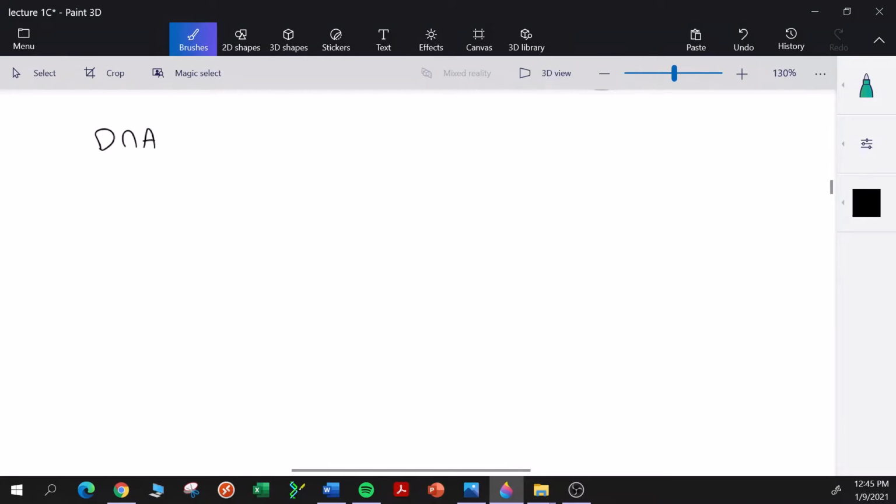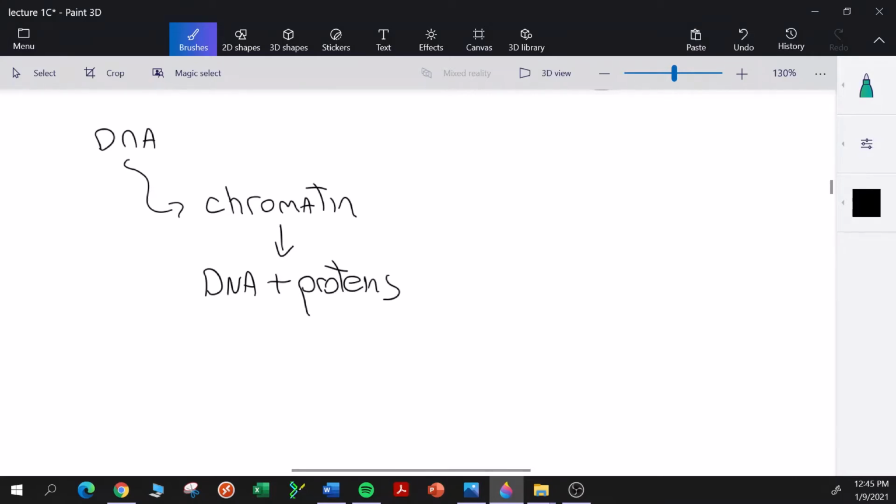Now, we know the nucleus contains DNA, but in the nucleus, DNA is not naked. It is found, I should say, in chromatin. So what is chromatin? Chromatin is a complex of DNA and proteins. So let's say this is a strand of DNA. Unless I say it's single-stranded, always assume DNA is double-stranded. So that's a double-stranded DNA strand.